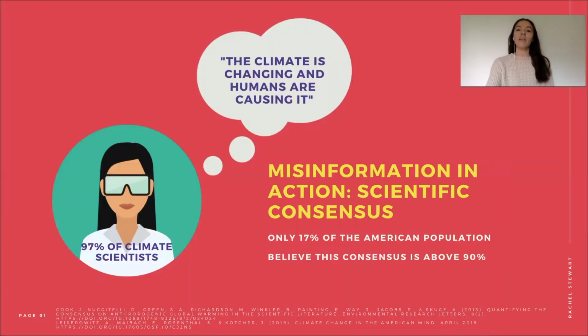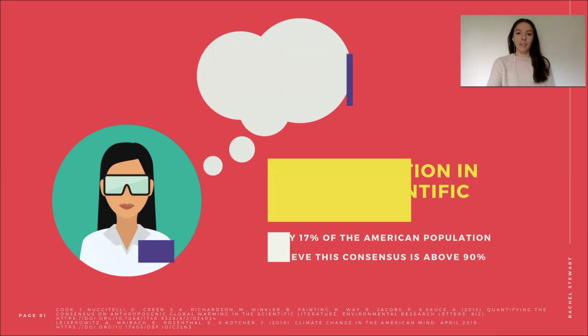As we can see here, 97% of climate scientists endorse the position that the climate is changing and that humans are causing it. However, only 17% of the American population actually believe this consensus is above 90%. This has implications on all kinds of things, like belief in scientists and support for climate mitigation. We could talk about this for ages, but we'll have to bank it for later.